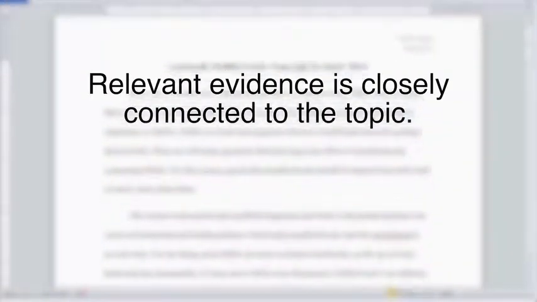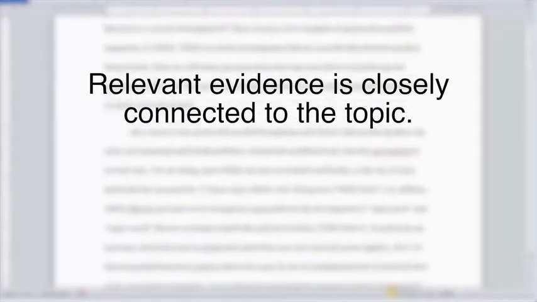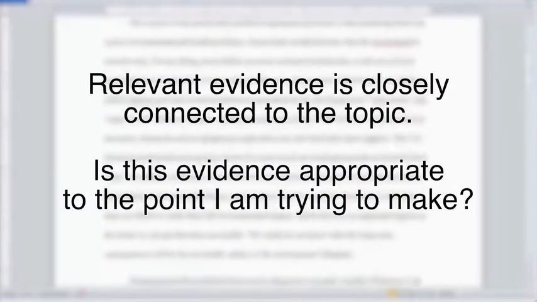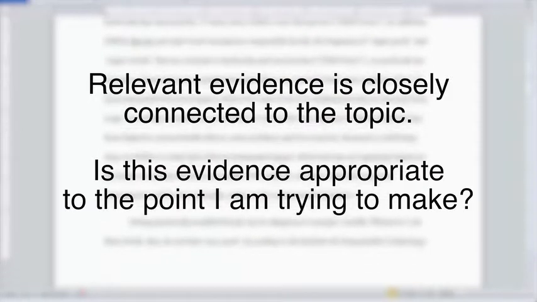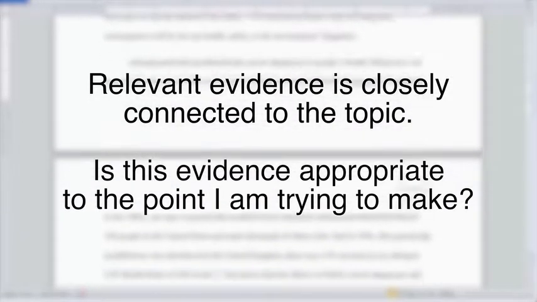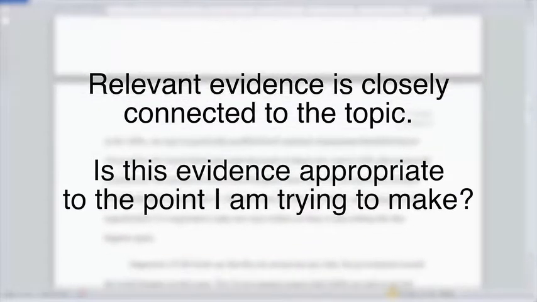Relevant evidence is closely connected to the topic. Ask yourself, is this evidence appropriate to the point I am trying to make? If your claim is that genetically modified food should be banned from diets, all of your evidence should be closely related to that topic. Anything less is distracting, unnecessary, and irrelevant.